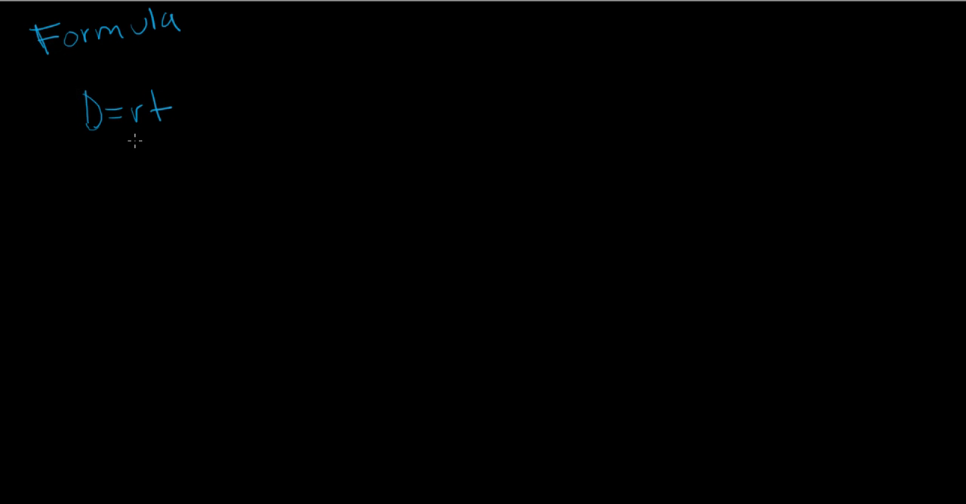In order to isolate R, we have to divide both the left and the right side by t. When we divide the right side by t, we eliminate both the t's, and we're left with only an R on the right side. So we get the equation R equals D divided by T.